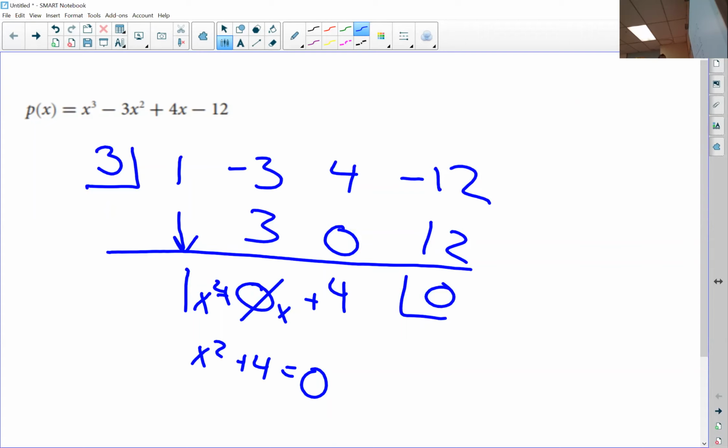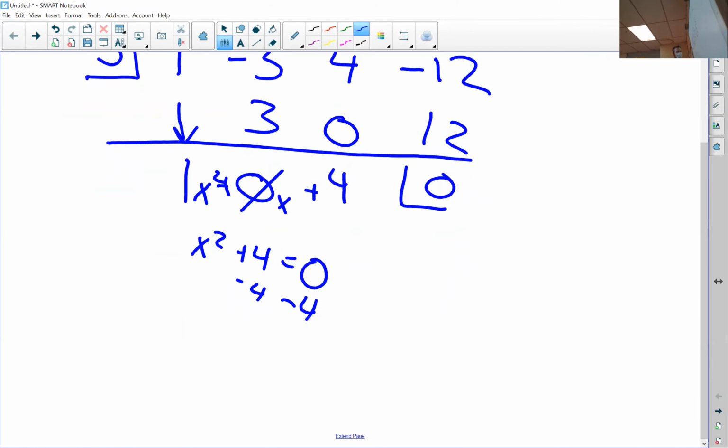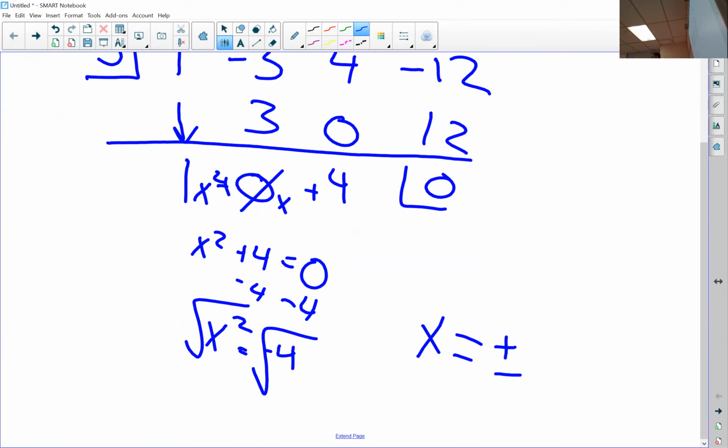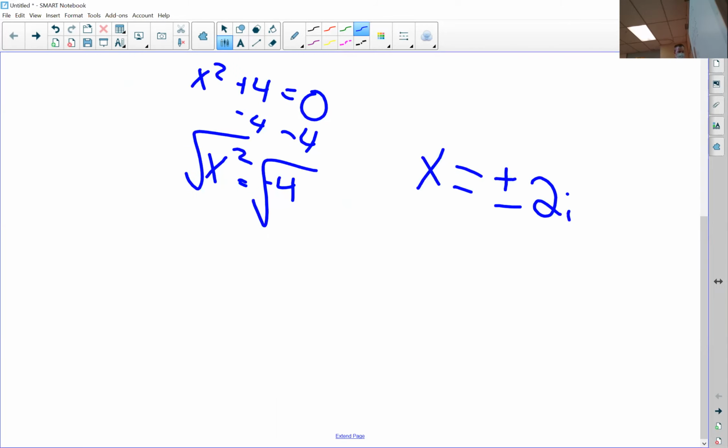What can I do? X squared equals minus 4. And then you take the square root. x equals. What does x equal? It will equal plus or minus 2i. Because I took the square root of a negative, it's going to be imaginary, and the square root of 4 is 2i. So what are my 3 solutions? Plus 2i, minus 2i, and the other one was 3.